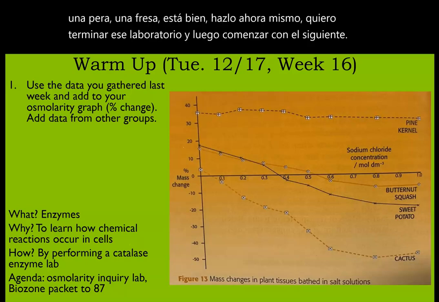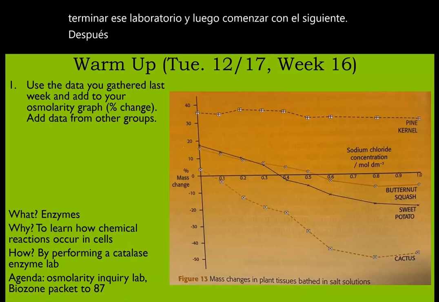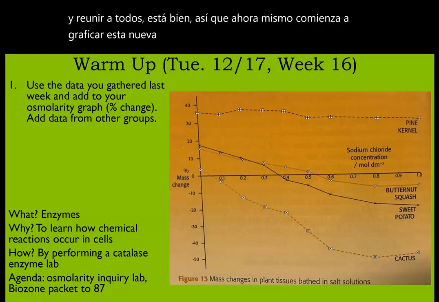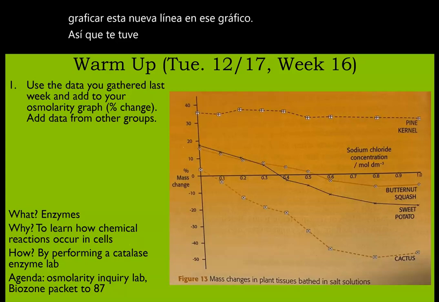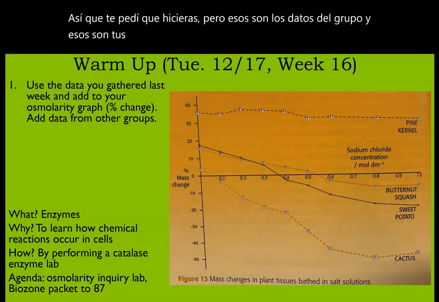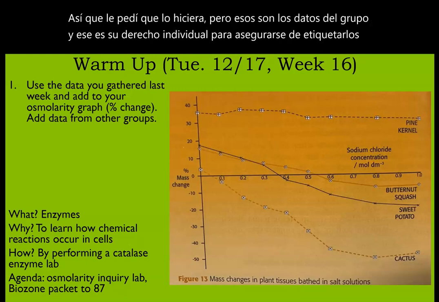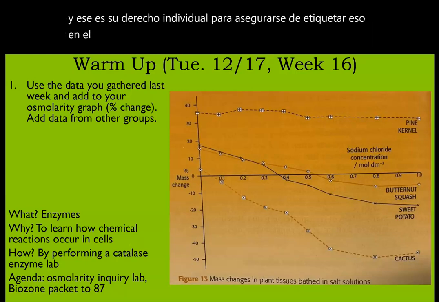After you get your group on there, I want to combine the data and get everybody's together. Okay? So right now, start graphing this new line on that graph. That's the group data and that's your individual, right? So make sure you label that on the side. Group.